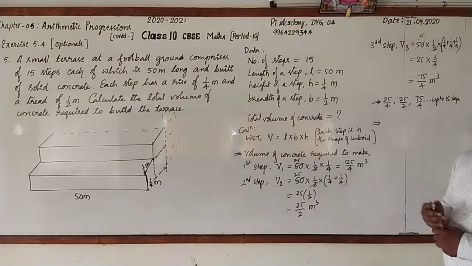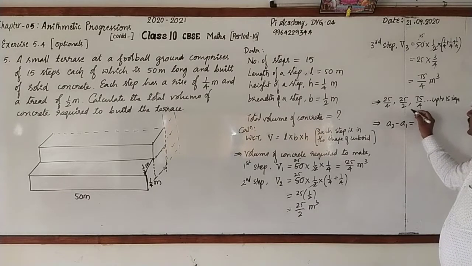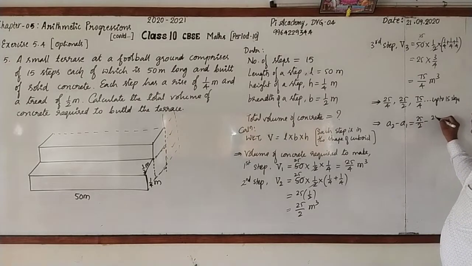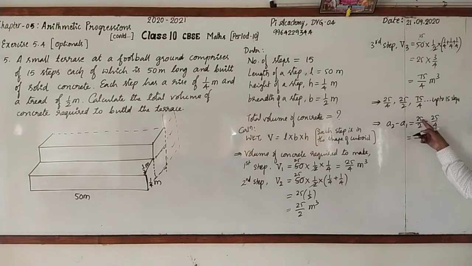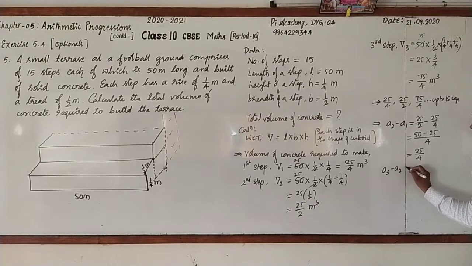How do you check? You should find out A2 minus A1. What is A2 minus A1? 25 by 2 minus 25 by 4. This is equal to LCM is 4. Now, multiply 4 with first term. Here 2 1s are 2, 2 25s are 50. Here multiply. 4 4 get cancelled, 25. This will be again 25 by 4. See, 50 minus 25, 25. 25 by 4. Next I will go for A3 minus A2, where A3 is 75 by 4 minus A2 is 25 by 2. What is the LCM? Yes, you are right. This is 4. Multiply. You will get 75.